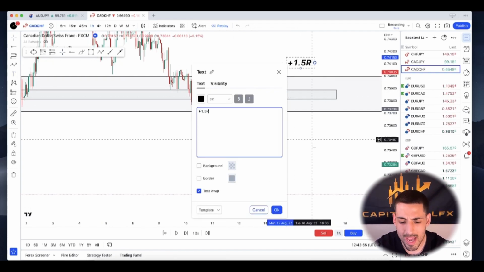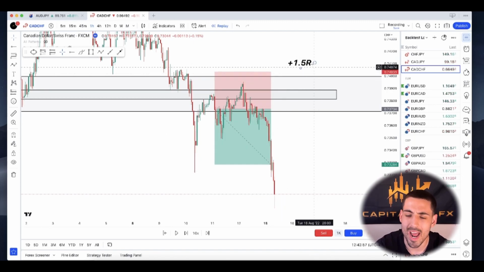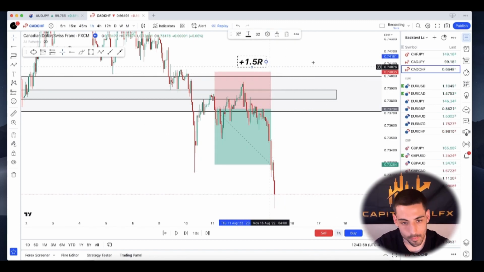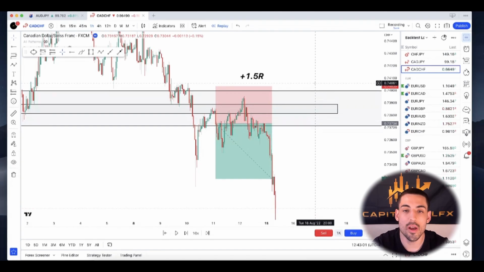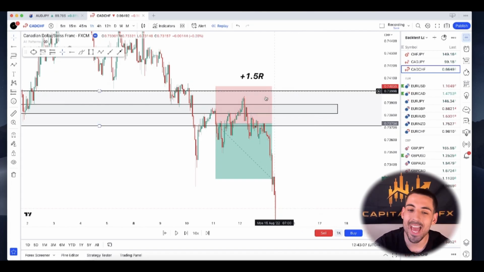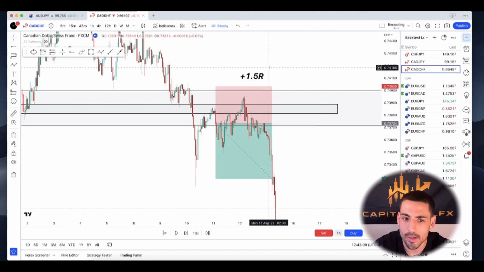So now that we hit take profit off of this trade, we're going to put plus 1.5R. And a lot of you may be asking, Mike, what the hell is 1.5R? What the hell is an R? So an R is just the unit of reward. It's what you're risking on the actual trade. So let's say you risked 2% on this trade. Well, you would get 3% back, right? Because 1.5 times 2%, or let's say you're risking $2,000 of a $100,000 account, which would be 2%, you would get $3,000 back.